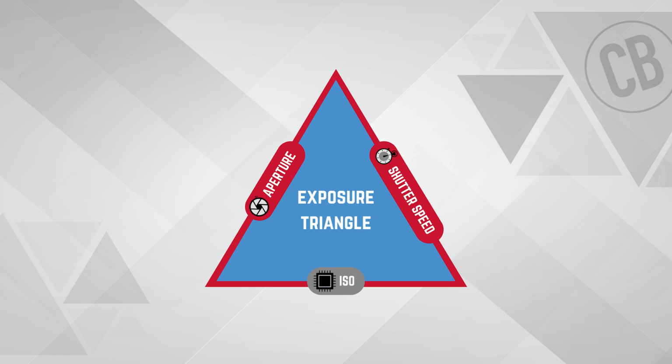The last element of the exposure triangle is ISO. ISO is your camera sensor's sensitivity to light. We are not actually changing the amount of light, in this case, that hits our sensor or enters the camera. We are only changing the digital sensitivity to that light.